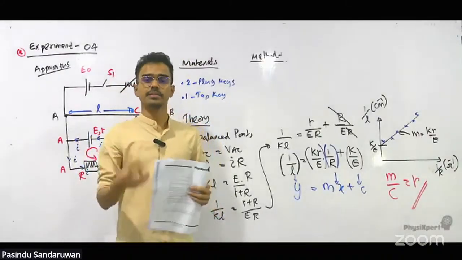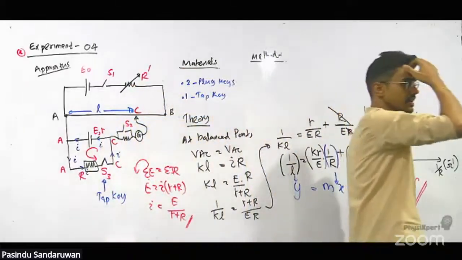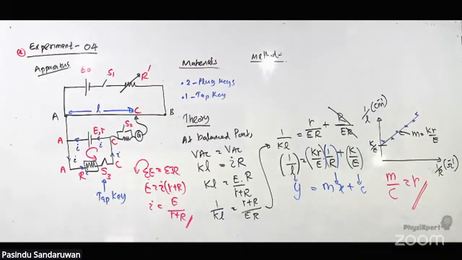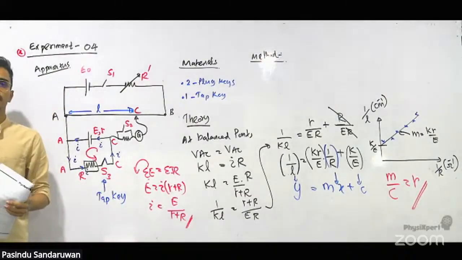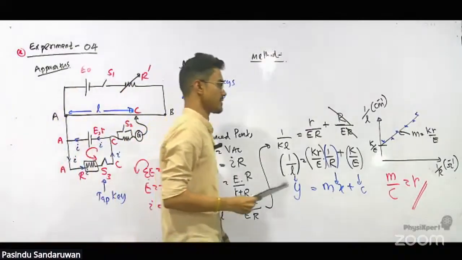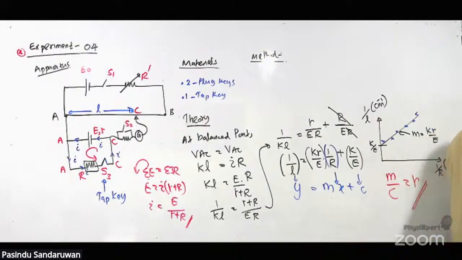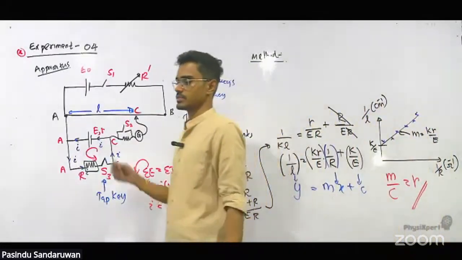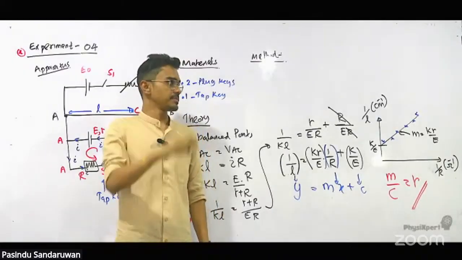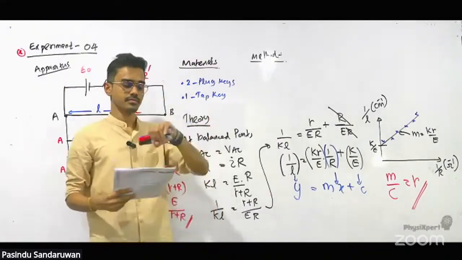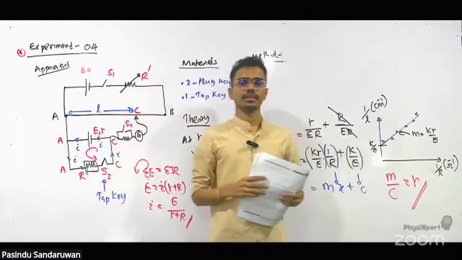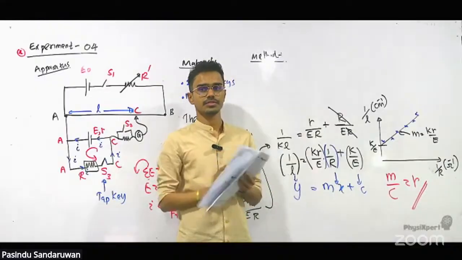Second, keep the keys at A and B respectively, and check the deflection of the galvanometer, whether it passes through zero from one side to the other.